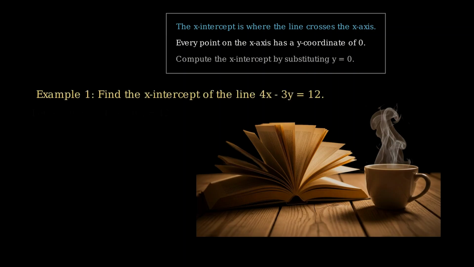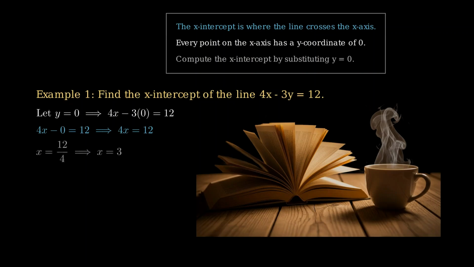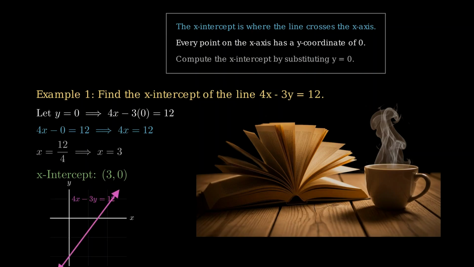Let's solve example 1. Find the x-intercept of the line 4x minus 3y equals 12. Since we know the x-intercept always has a y-coordinate of 0, we let y equal 0. Substituting 0 into the equation gives 4x minus 3 times 0 equals 12.